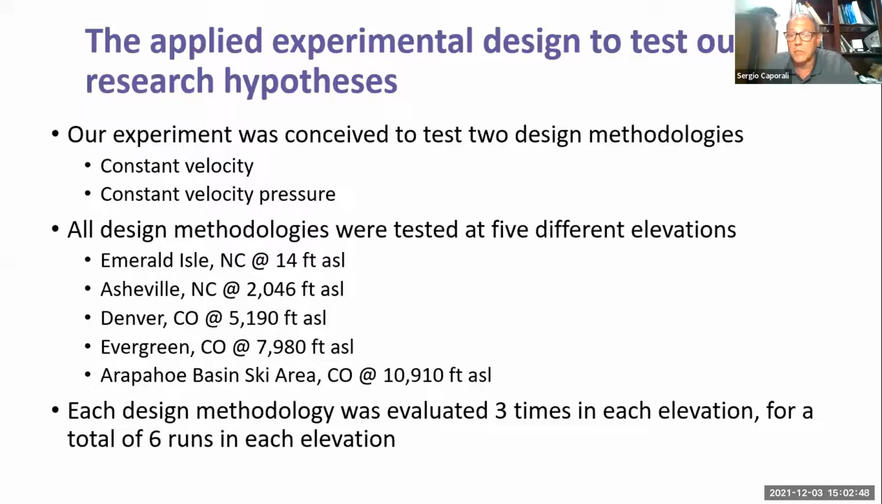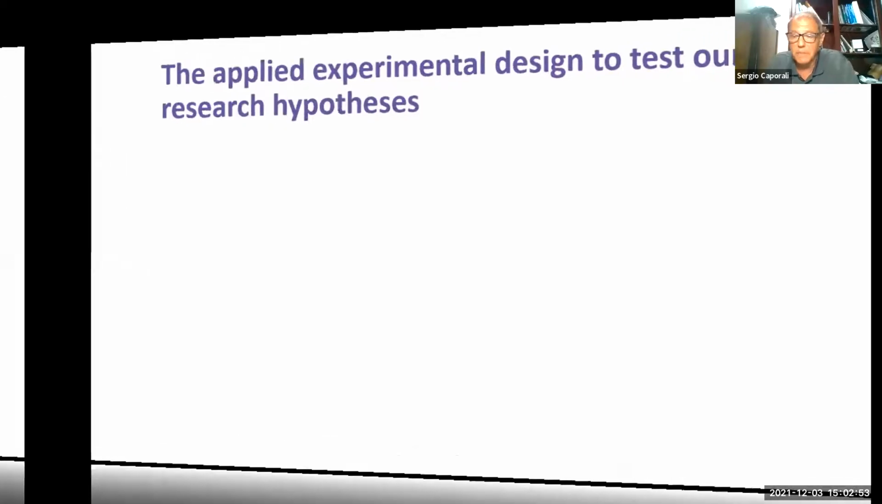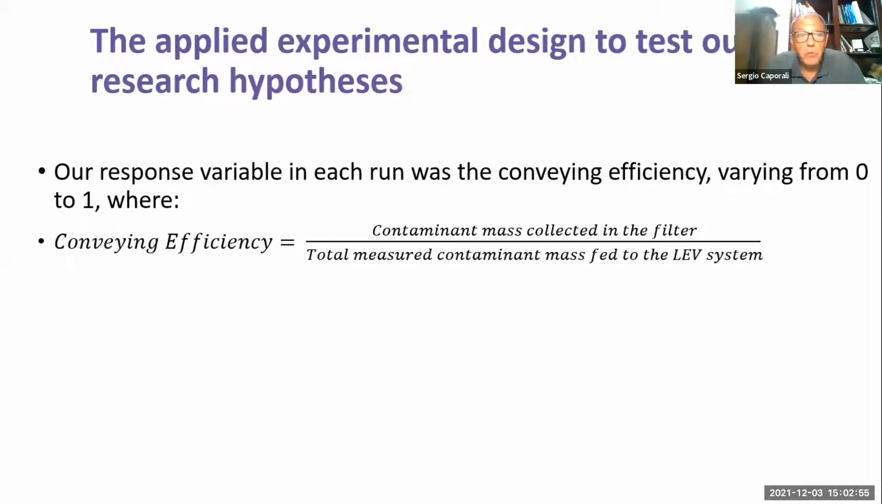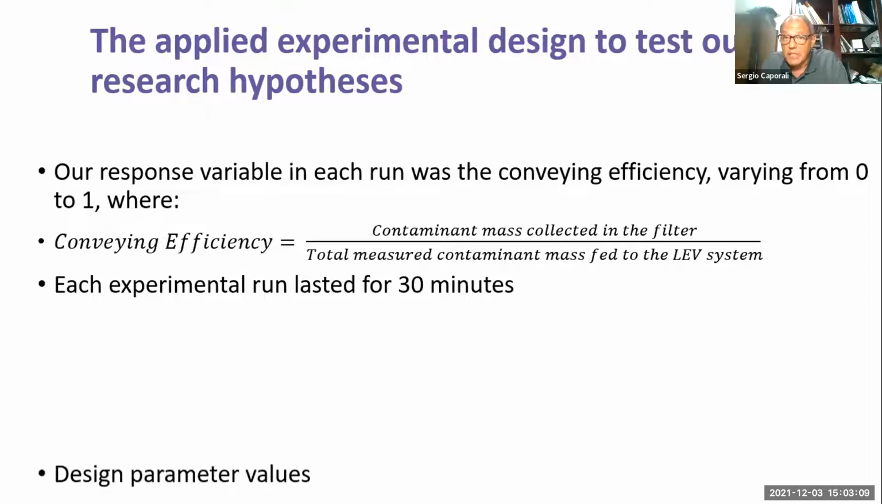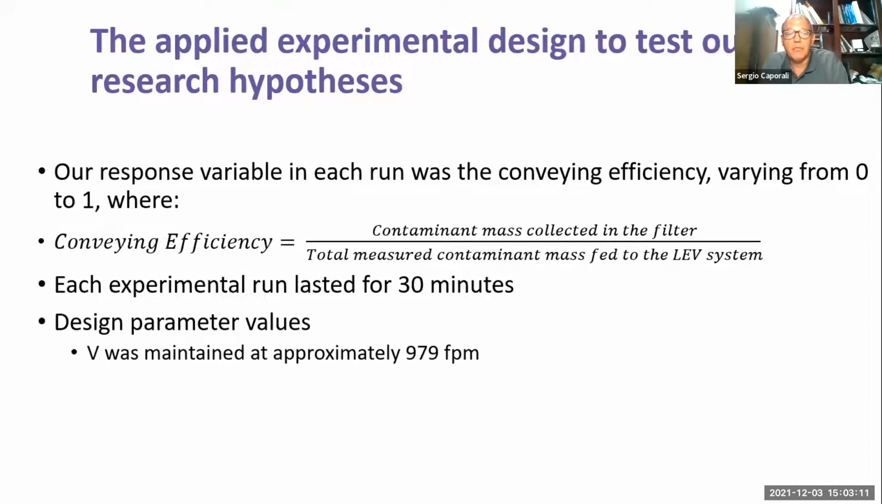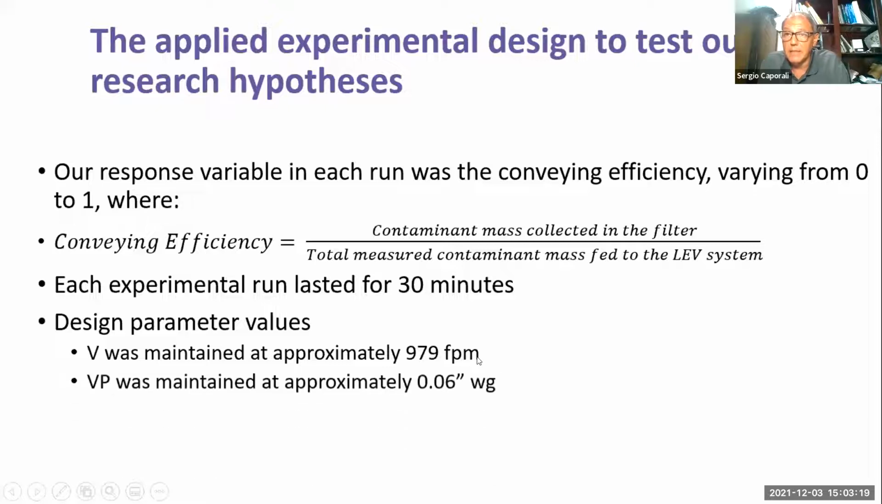Each design methodology was evaluated 3 times at each elevation, for a total of 6 runs at each elevation. The response variable was the conveying efficiency, measured based on how much material is collected by the filter divided by the total amount of material that was fed in each experimental run. Each run lasted 30 minutes. The velocity was maintained at approximately 979 feet a minute. That was the constant velocity. And VP, velocity pressure, was maintained at approximately 0.06 inches of water gauge.